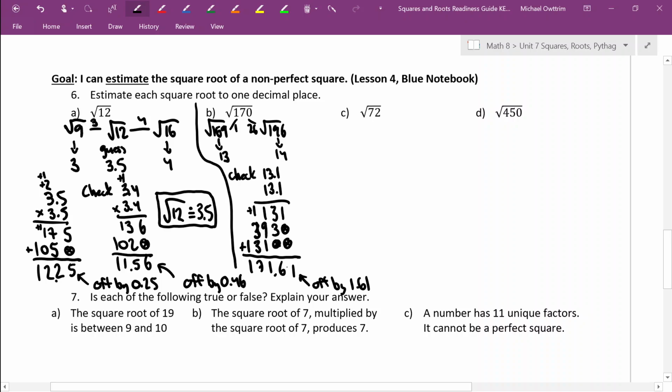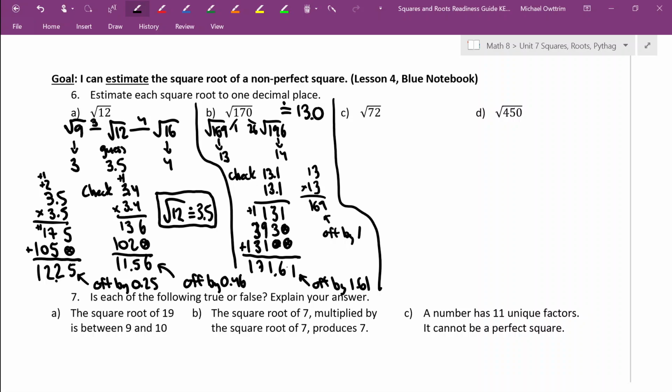Whereas if we use just 13, we'd only be off by 1 from 170. So I'm going to say that square root of 170 is approximately equal to 13.0. That's our best guess. It's obviously not exactly 13. It would be a little bit more, but to one decimal place, 13 is our best guess.